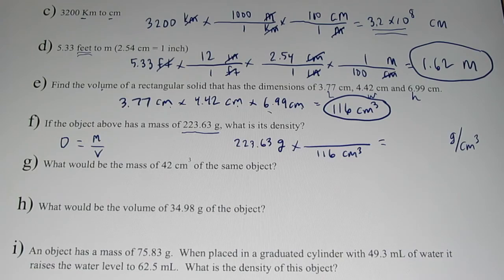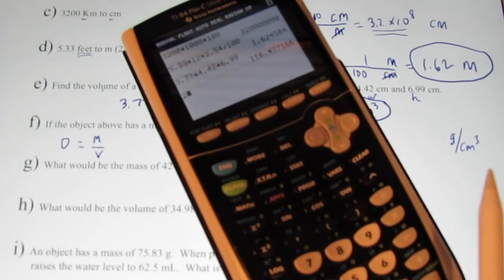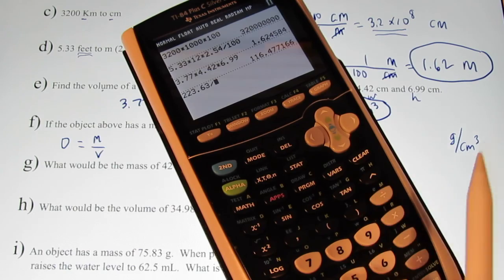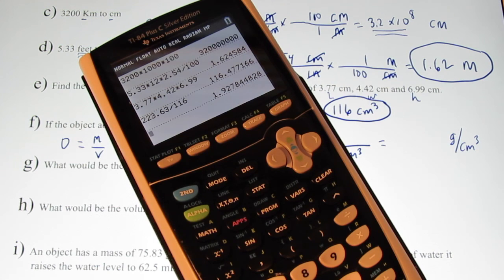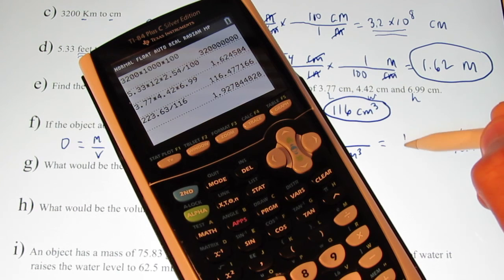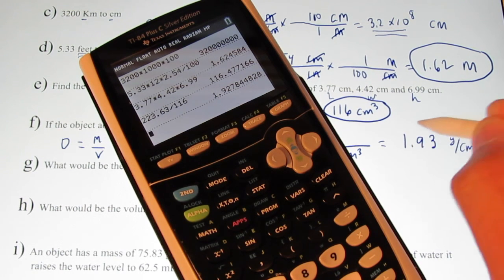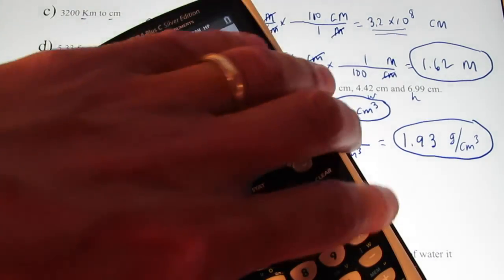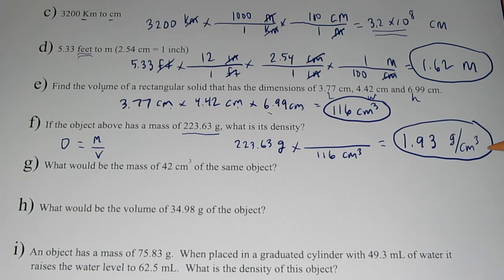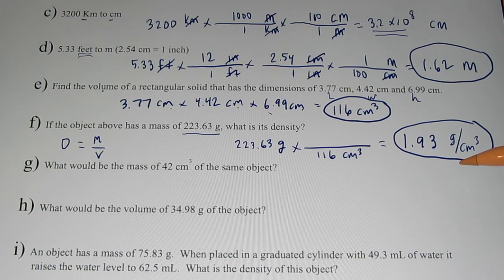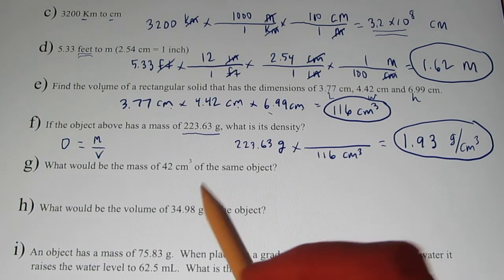And let's see when we do the math what we get. 223.63 divided by 116. And we end up with 1.9278. We're allowed 3 significant figures, so we're going to go 1.93 grams per cubic centimeter. Is that what you got for your density? Would that sink or would that float in water? Yeah, the density is greater than the density of water, which is 1 gram per cubic centimeter, so this would sink in water.